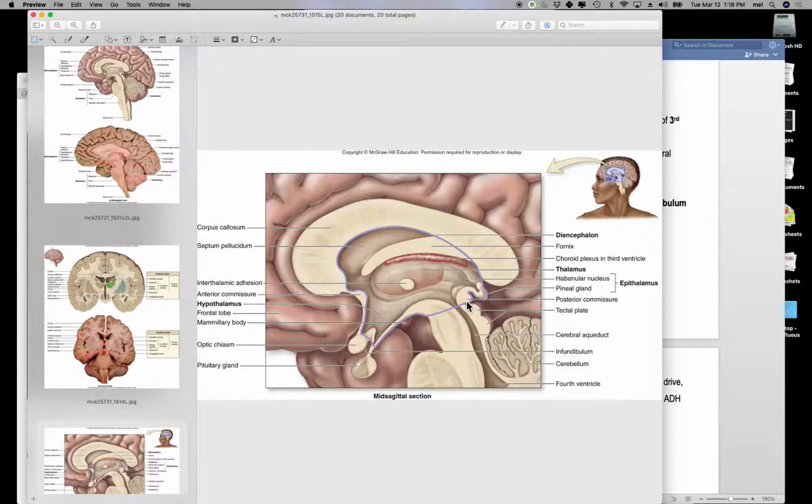That is the reason that I told you a while ago that I think this aqueduct is more correctly named the mesencephalic aqueduct. Because it ain't in the cerebrum, is it? Is that in the cerebrum? No, it's not at all. So you can call it the cerebral aqueduct if you want, but the mesencephalic aqueduct runs through the mesencephalon. Do you see that aqueduct?